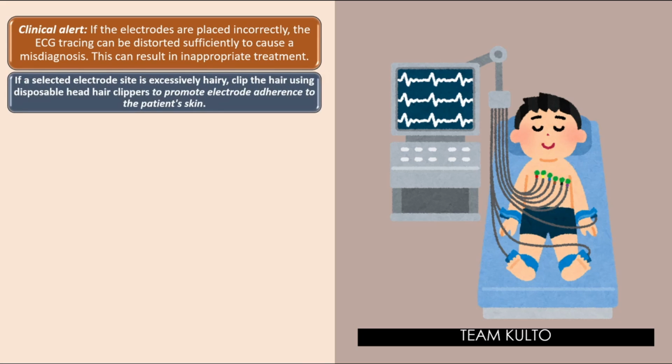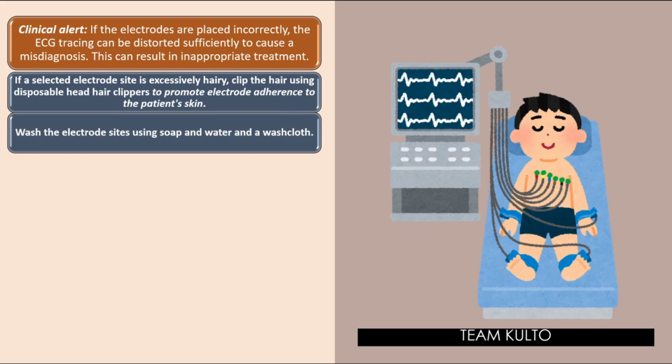Okay, if a selected electrode site is excessively hairy, paano naman yung mga mabubuhok? Clip the hair using disposable head hair clippers to promote what? Electrode adherence to the patient's skin. Pwede mo siyang i-clip. Kung ayaw ng pasyente mong i-shave yung area na yon, i-clip mo na lang, girl. Kasi may depende kasi yan sa paniniwala ng pasyente, ayaw mo naman silang mai-violate.